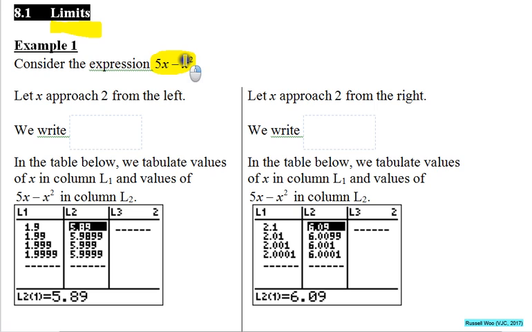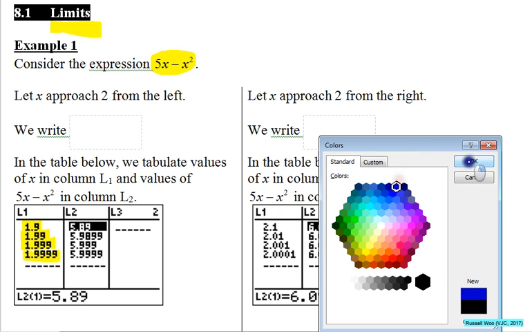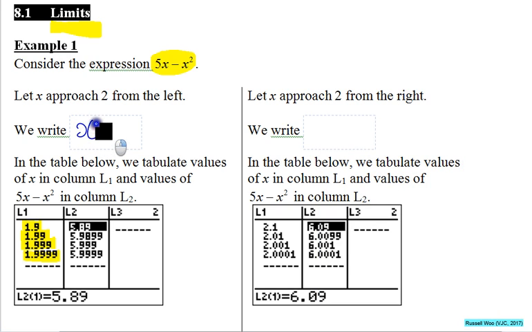We let x approach 2 from the left. From the left means what? Means you have 1.99, 1.999, 1.9999, that kind of thing. What do we write? We write x approaches 2 from the negative. That means 1.9, 1.99, 1.999. That means we will let x approach from the left.